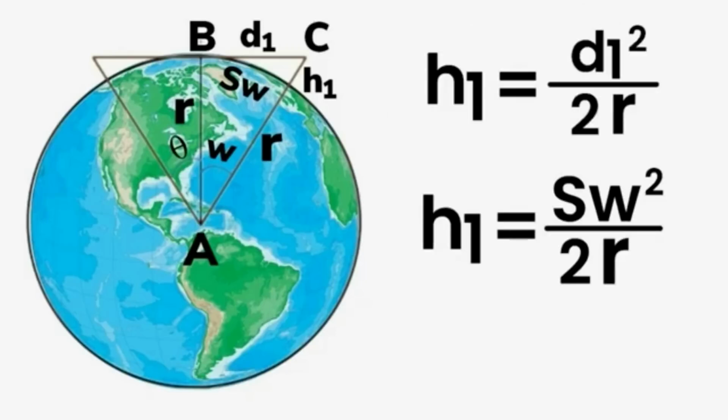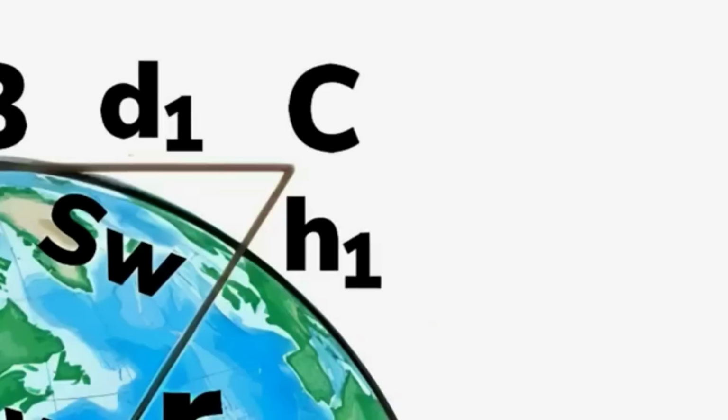Considering d1 squared and SW squared are equivalent, we will proceed by using SW squared to solve. The reason we've been focusing on determining the value of h1 is that we want to calculate the amount of curvature drop over a specific distance. Understanding this drop is crucial for our analysis of the observation you are about to witness.